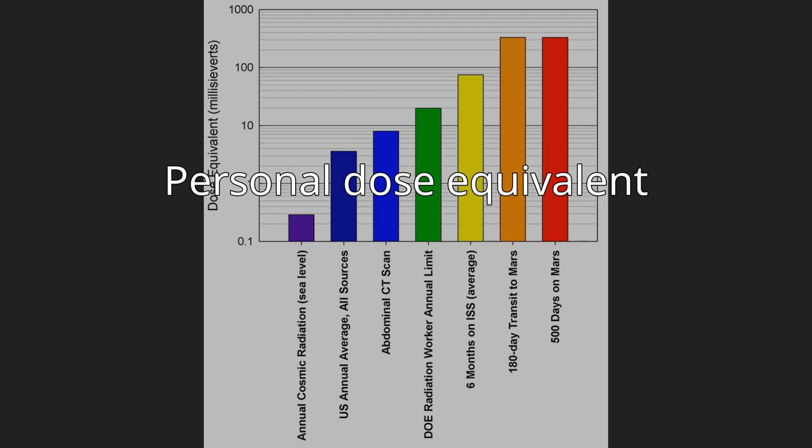Personal dose equivalent. This is used for individual dose monitoring, such as with a personal dosimeter worn on the body. The recommended depth for assessment is 10 mm, which gives the quantity H10.